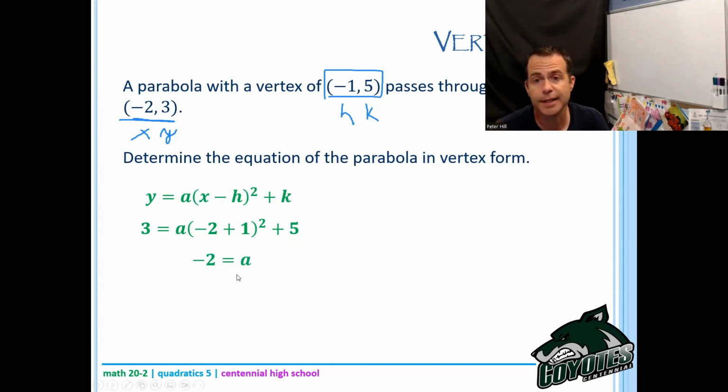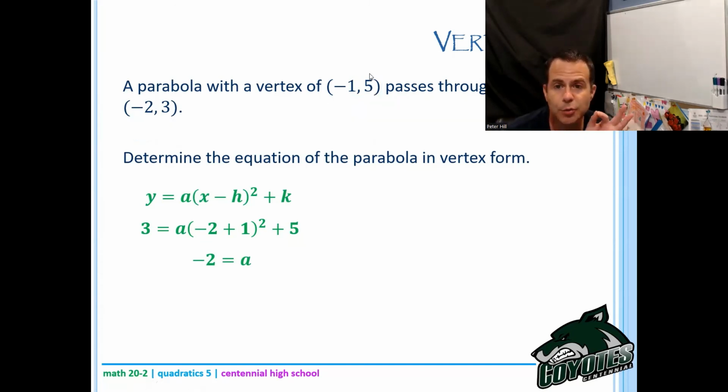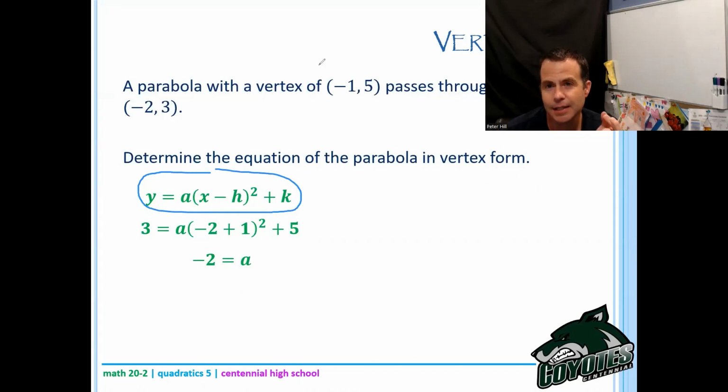And now that's not the answer to this question because the question actually said, what is the equation? So the equation would be this guy here with my h, my k, and my a stated. So it would look like this: y equals -2, x plus 1 all squared plus 5.